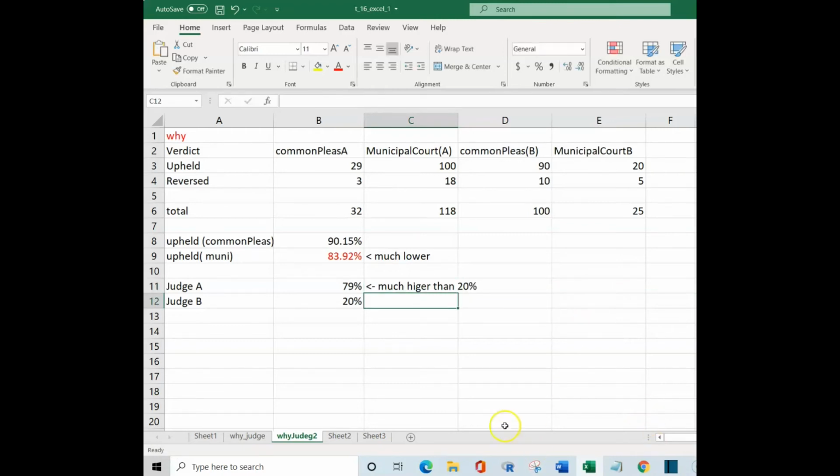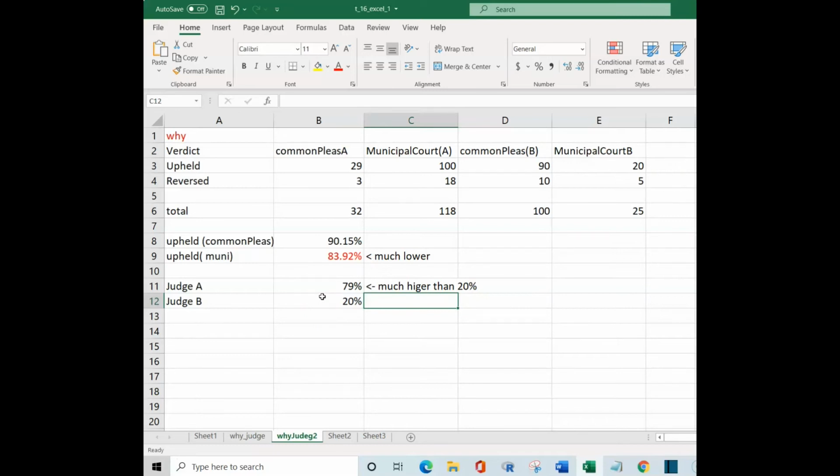Okay, so here is the reason. There are two types of cohorts. One with a high success rate and another one with a lower success rate. For Judge A, unfortunately, her share of cases in the lower success rate cohort is much higher than Judge B's. So this is the reason.